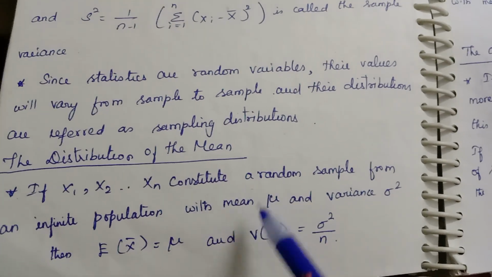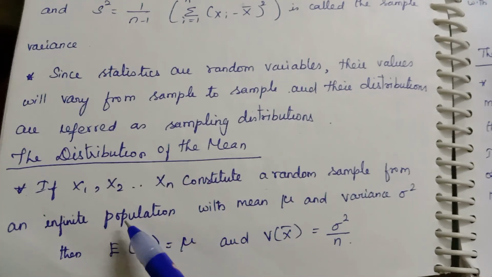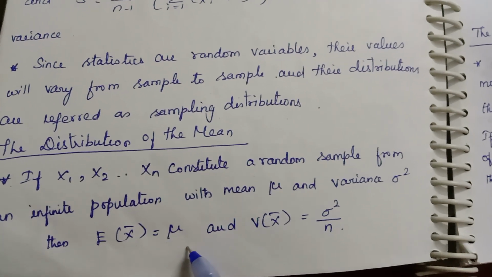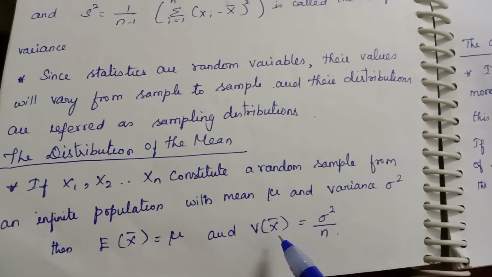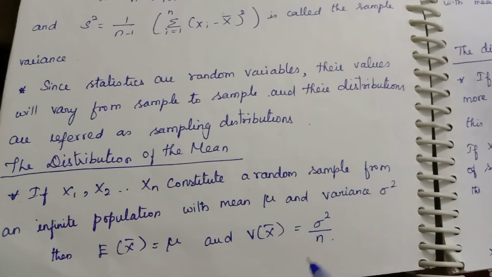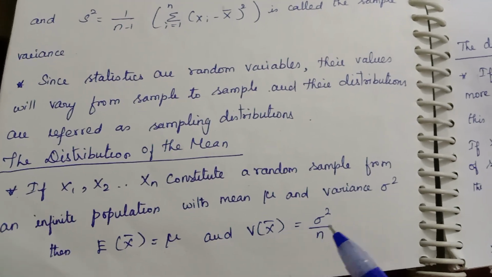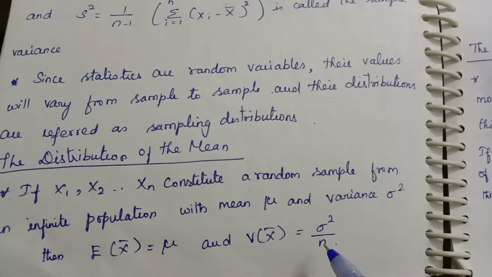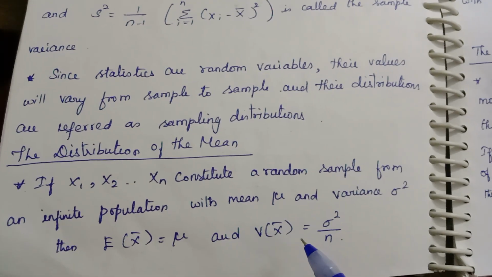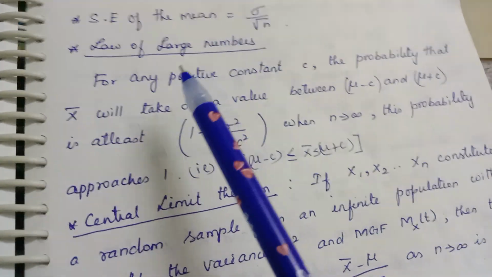So whatever may be the population, right? If you take an infinite population, in that case the expectation of the sample mean is equal to the population mean, and the variance of the sample mean is equal to sigma square by n. What is sigma square? Sigma square is nothing but the population variance, right? And what is this n? N is the size of the sample. Okay, so this is the distribution of mean. Next one, standard error. Standard error is equal to sigma by root n.